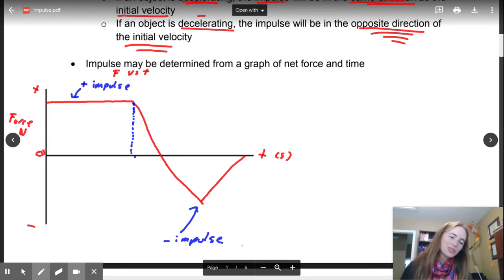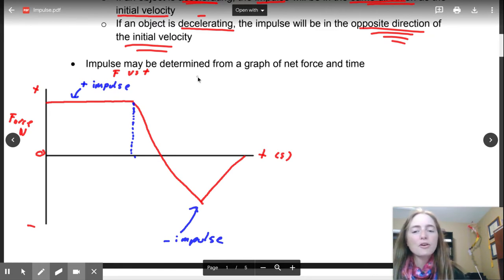Because the force is going in a negative direction. If the force is going in a negative direction, it means our acceleration is going in a negative direction. It means we're slowing down. That means our impulse is going to be in a negative direction. Sounds good? Okay.